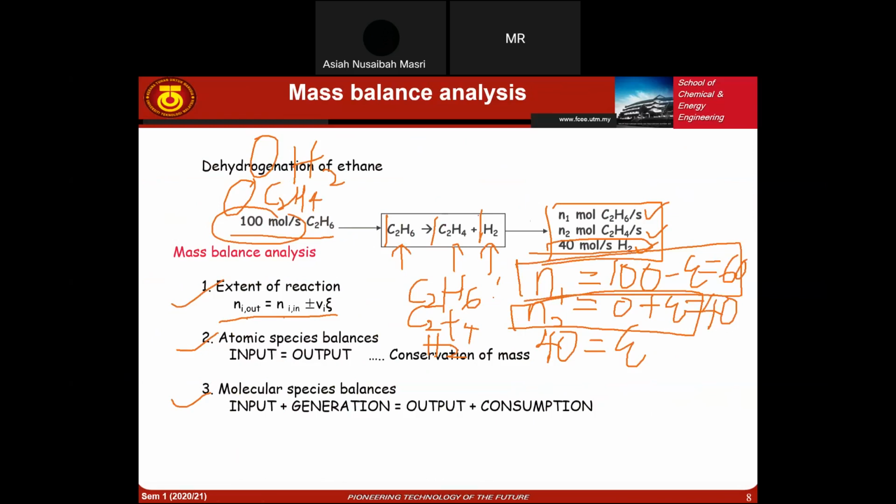Then we can also do it using atomic species balances and molecular species balances. So atomic species balances is a very simple equation. Simply input equals output, but you have to do it for each atom, for hydrogen or for carbon. Then another one will be molecular species balances, where the equation will be input plus generation equals output plus consumption. So we will learn more detail in the example.